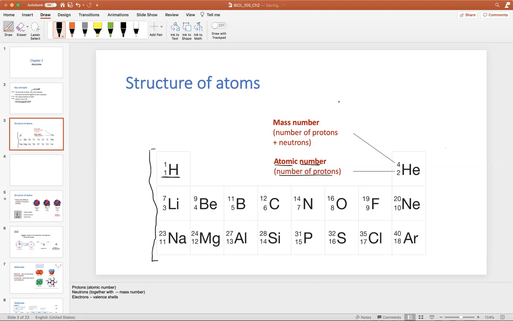So what is a proton? A proton is simply a subatomic particle, okay, that is positively charged. So I'm going to draw it like that, all right? So our atomic number tells us the number of protons. And these protons occur in the nucleus of an atom.